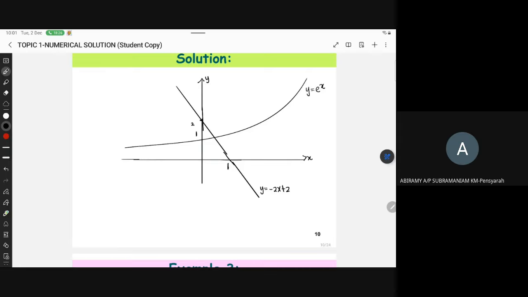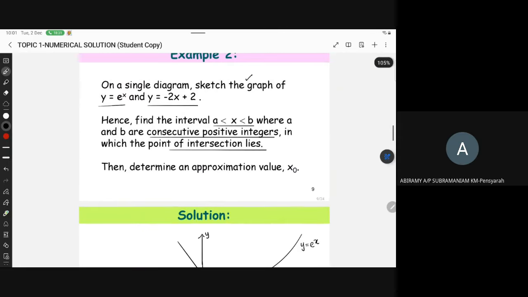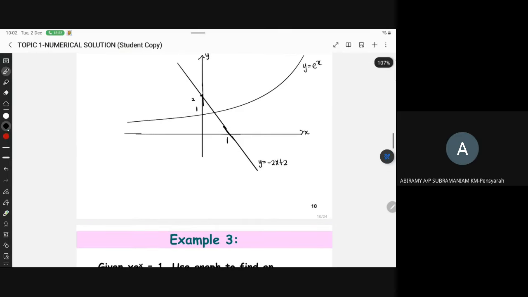Now let's look at the second part. The second part, find the interval a less than x less than b, where a and b are consecutive positive integers in which the point of intersection lies. Okay, so the point of intersection of these two graphs is somewhere here. So it lies in between 0 and 1.